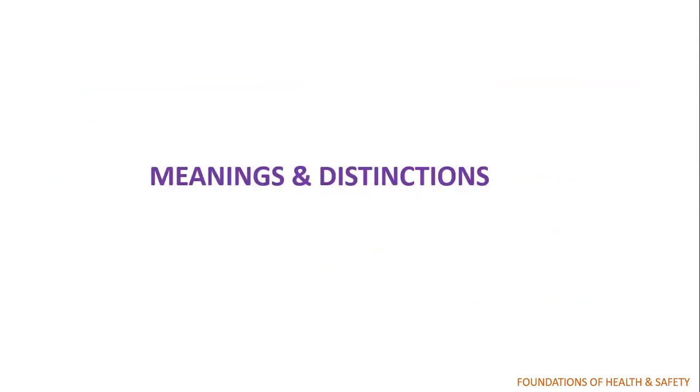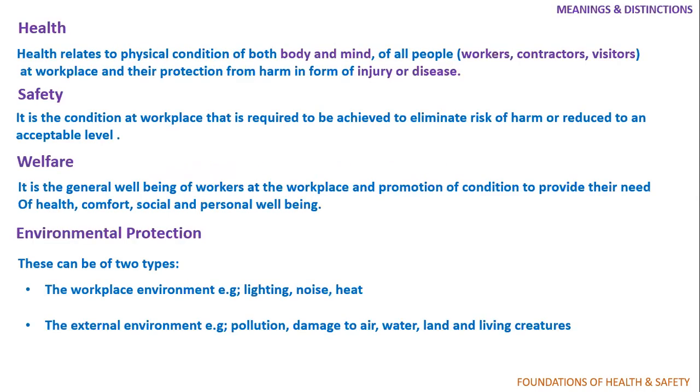Now we will first discuss the meaning and distinctions. We need to know the definitions of the keywords which are indispensable for health and safety. So first we will see the definition of health. Health relates to the physical condition of both body and mind of all people, like workers, contractors, and visitors at the workplace, and their protection from harm in the form of injury or disease.